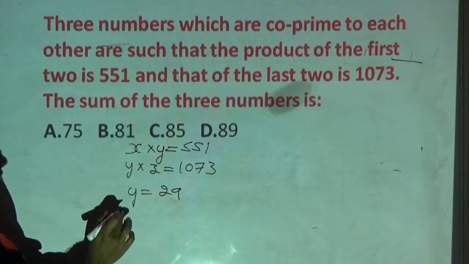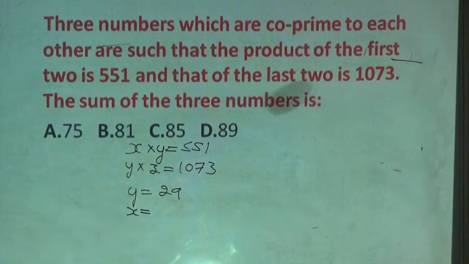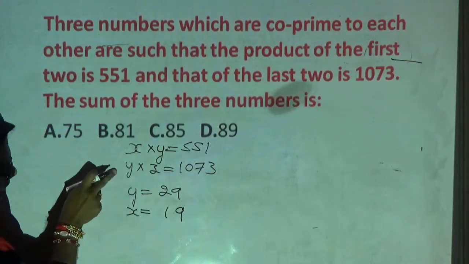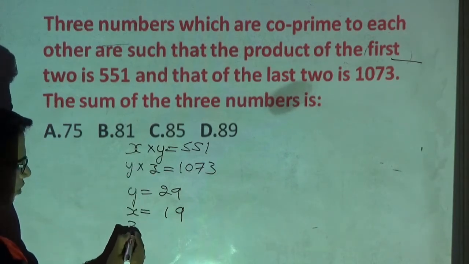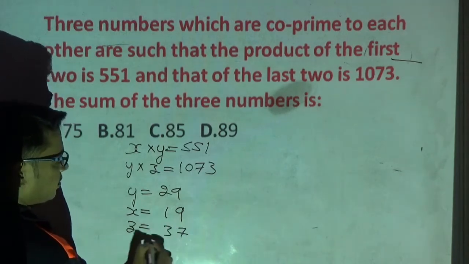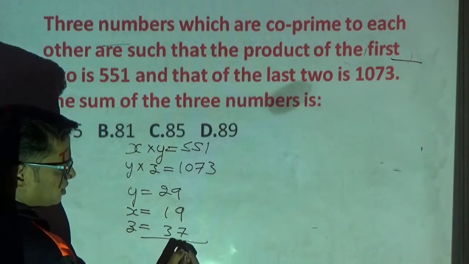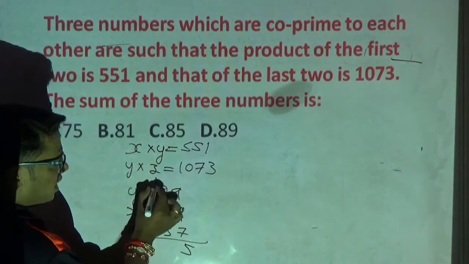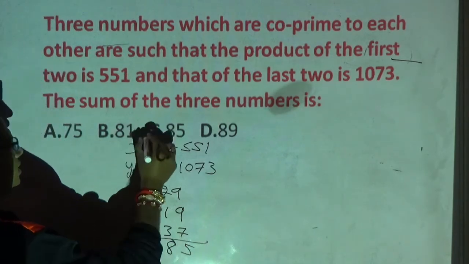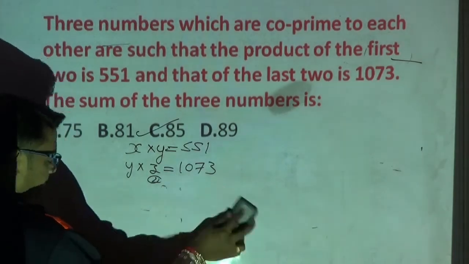If I know the value of Y, I can substitute here, so I will get the value of X. So what is the value of X then? You will get 19. Then Y I know, so I put it here and get my Z. So what will be your Z? 37. Now you add all this: 9 and 9 is 18, 18 plus 7 is 25, 2 carry, then 3, 4, 5, 6, 7, 8. Answer is what? 85. That is option C. Hope you have understood. I will go for the next problem now.